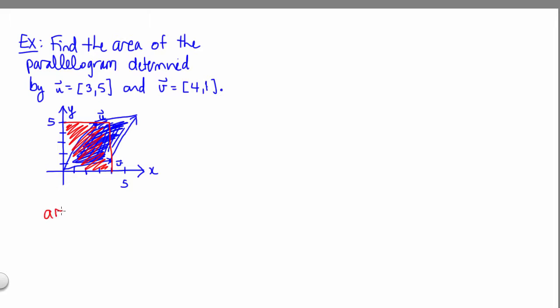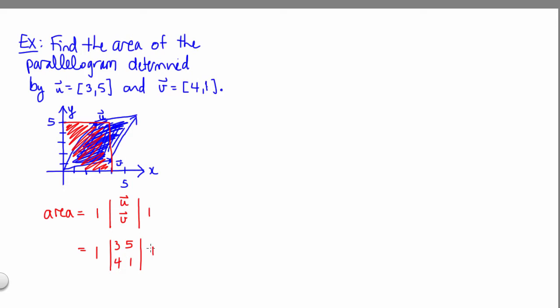Now the area of the parallelogram is defined as the absolute value of the following determinant. It's the determinant of the matrix consisting of vectors u and v. So if I write it out explicitly for this example here, the area is the absolute value of the determinant of the matrix, which has 3, 5 in its first row, 4, 1 in its second row.